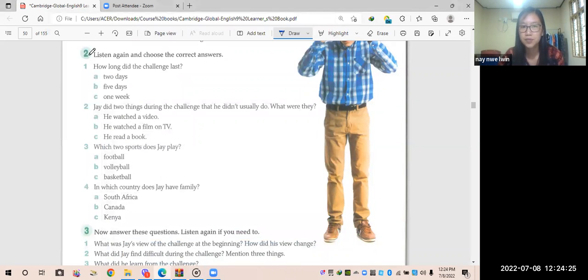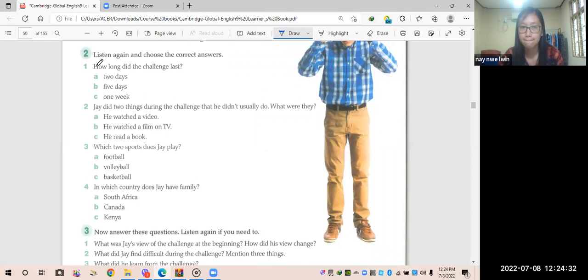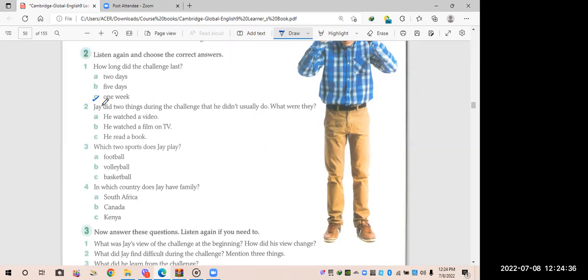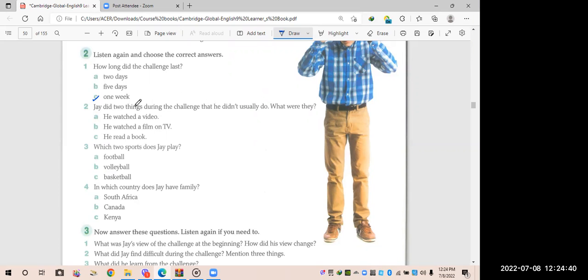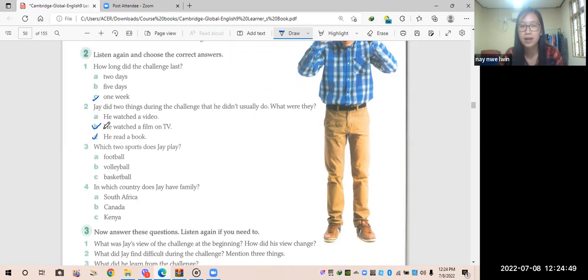So did you get the answers for number 2? Yes, teacher. Okay, so how long did the challenge last? One week. Yes, one week. Now, what two things did he do during the challenge that he didn't usually do? He watched a film on TV and he read a book. Yes, he watched a film on TV and he read a book.